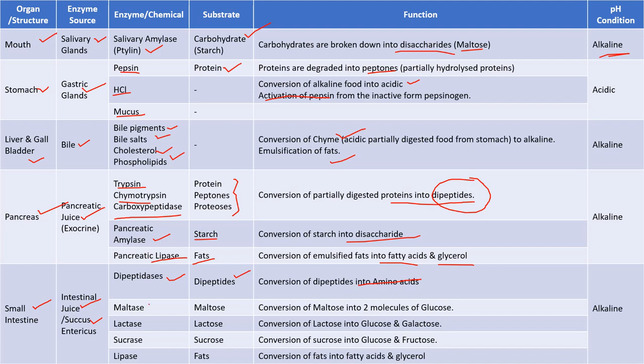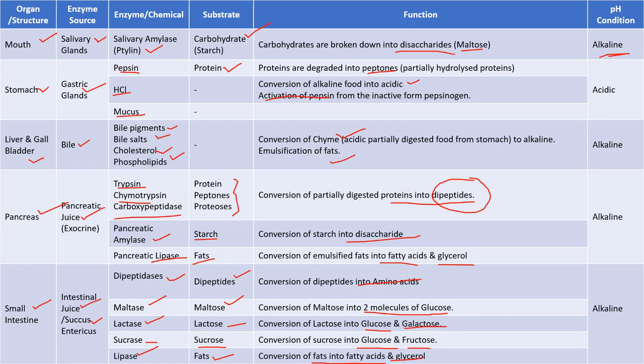Maltase is an enzyme that acts on maltose. Maltose is a disaccharide consisting of two molecules of glucose. Glucose is a monomer. So when maltose is acted upon by the enzyme maltase, we get two molecules of glucose. Similarly, lactase acts on lactose and we get glucose and galactose. Sucrase acts on the sucrose molecule, giving rise to glucose and fructose. Similarly, at the end, you have lipase. Lipase acts on fats and converts them into fatty acids and glycerol.